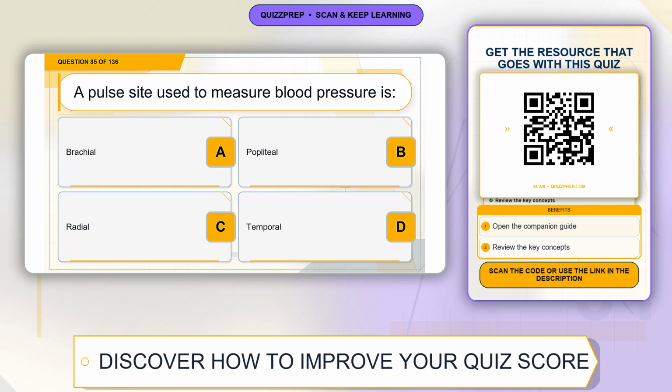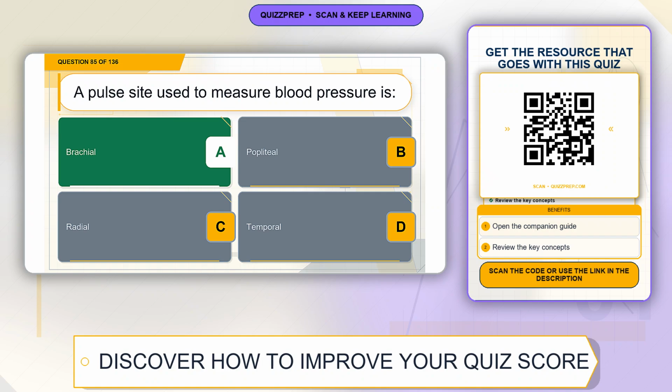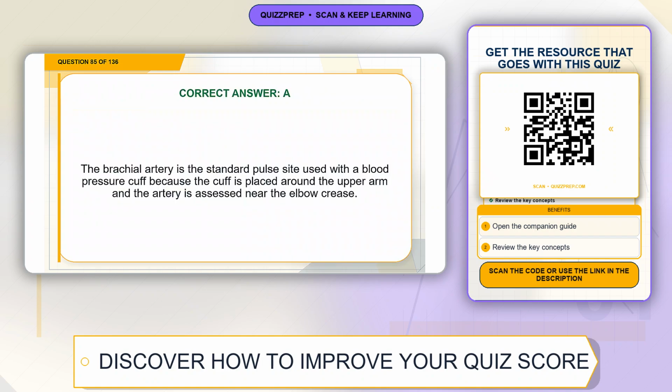Question 85. A pulse site used to measure blood pressure is Option A, brachial. Option B, popliteal. Option C, radial. Option D, temporal. The correct answer is option A, brachial. Explanation. The brachial artery is the standard pulse site used with a blood pressure cuff because the cuff is placed around the upper arm and the artery is assessed near the elbow crease.